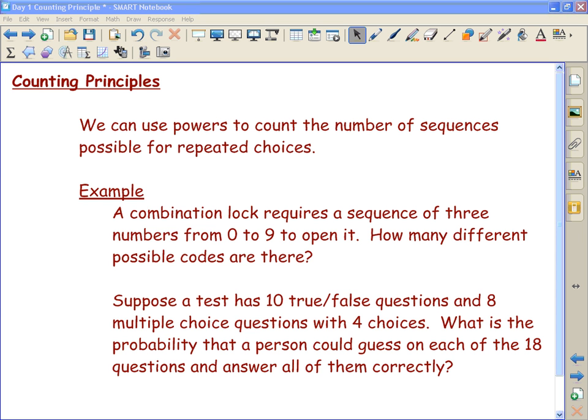We can use powers to count the number of sequences possible for repeated choices. In other words, things like a combination lock that requires a sequence of 3 numbers between 0 and 9 to open. How many different possible codes would there be? Or a test that has 10 true and false questions and 8 multiple choice questions. How many different ways are there to answer that test? We can use powers to actually help us with that.